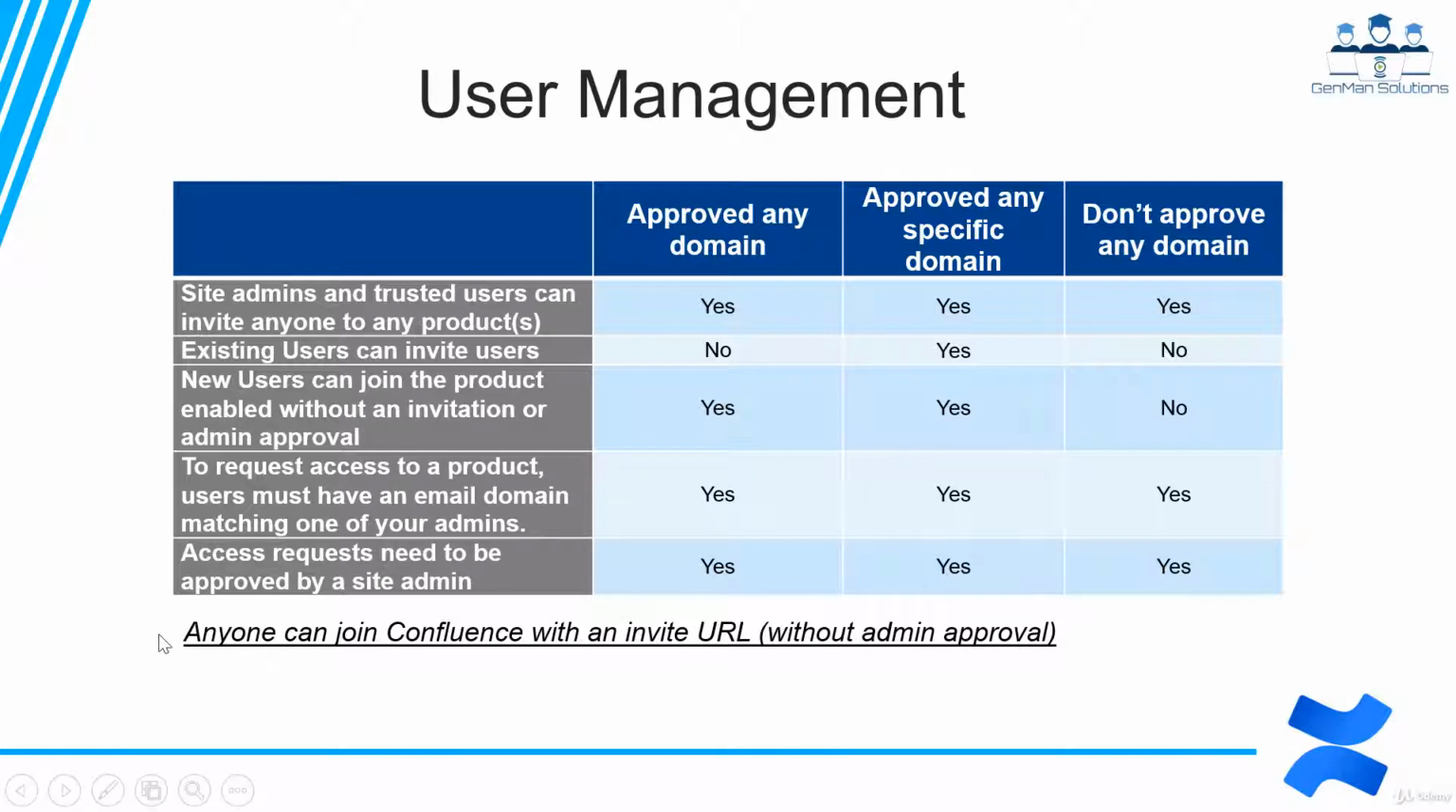One important point I want to highlight here, which we discussed earlier as well, is that anyone can join Confluence with an invite URL. So if you remember, in the last lecture we had discussed that the invite URL is a critical asset and it needs to be shared only with the users you want to provide access to. So anyone can join Confluence with an invite URL, and that too without an admin approval.